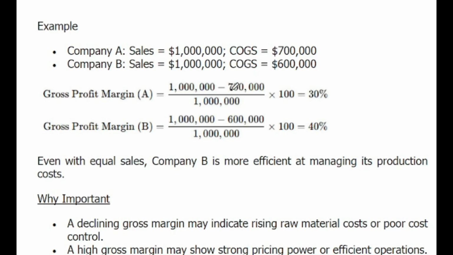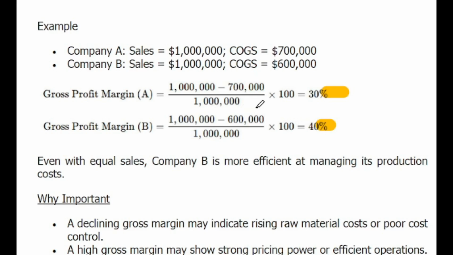is 1 million minus 700,000, divided by 1 million, that is 30%. But when it comes to company B, it is 40%. It's sales minus cost of goods sold, divided by sales, times 100, that's 40%.